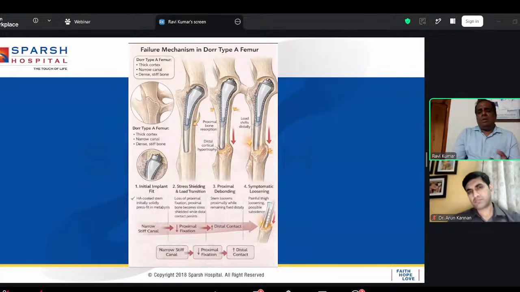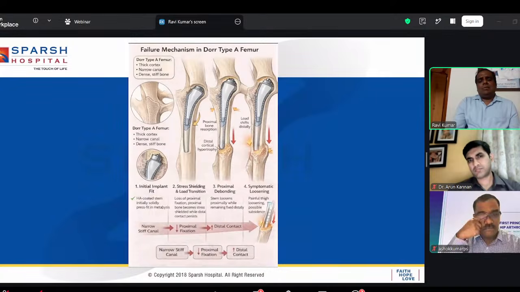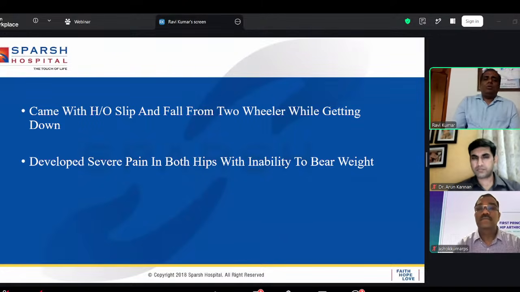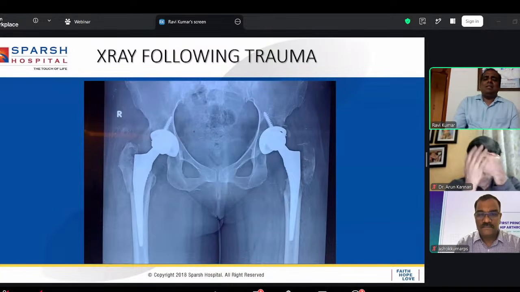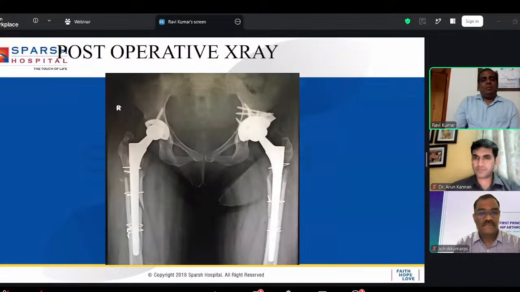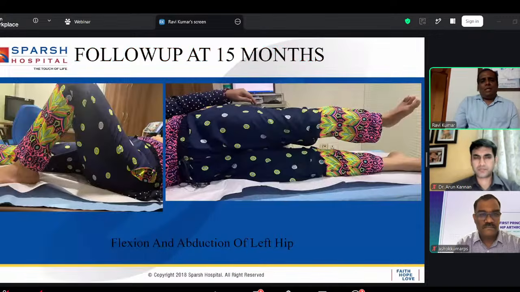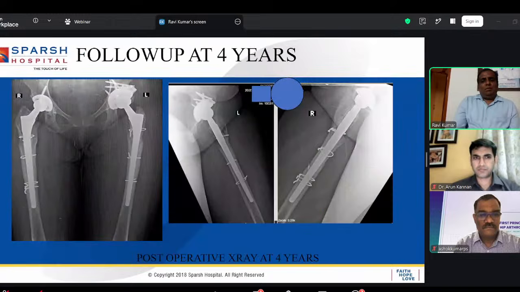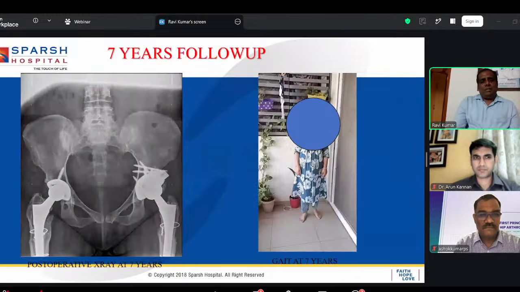And with a small trivial fall, like this explanation and animation-based pictures, this is how they become loosened, cause thigh pain, and sometimes they break also. So she had a small injury and a fall, and she came like this. On both sides there were stress shielding fractures, and infection was ruled out, and we revised with a distal fitting stem and augment on the left side. On the right side we retained the cup. This is follow-up at 9 months, at 15 months, at 4 years, and this is follow-up at 7 years. So it's doing extremely well.